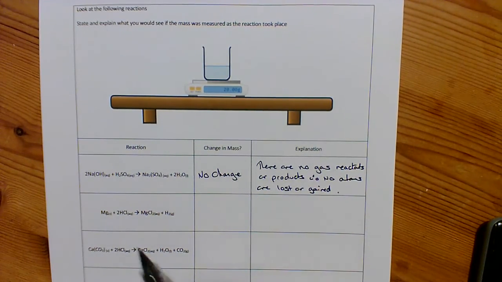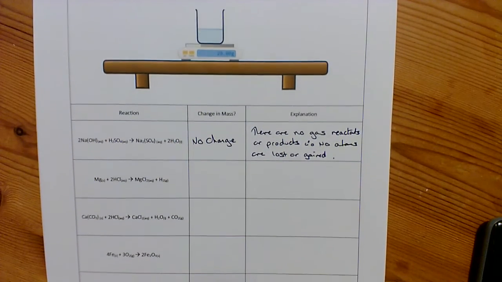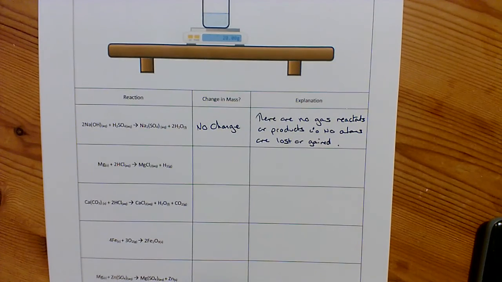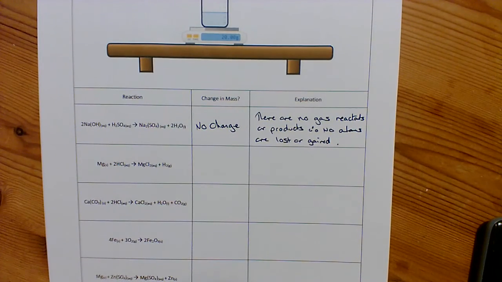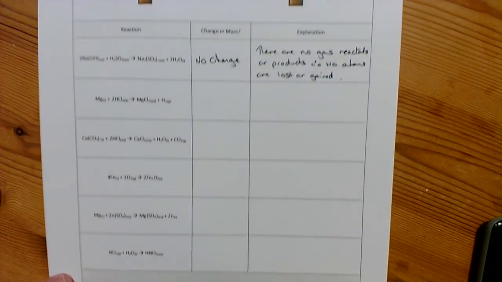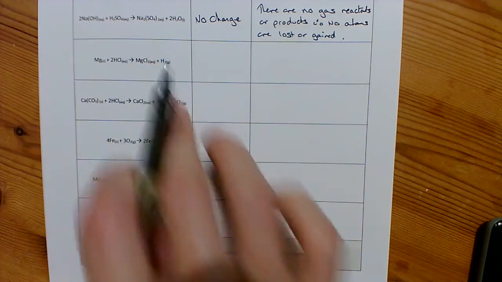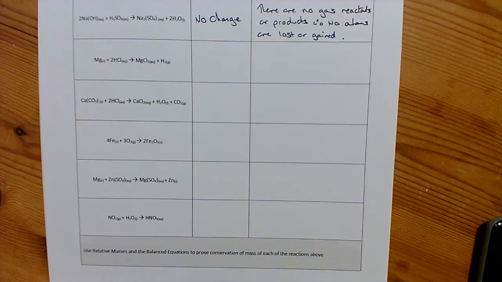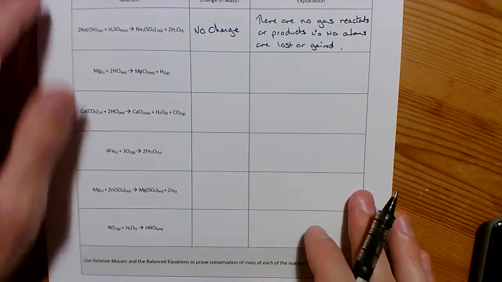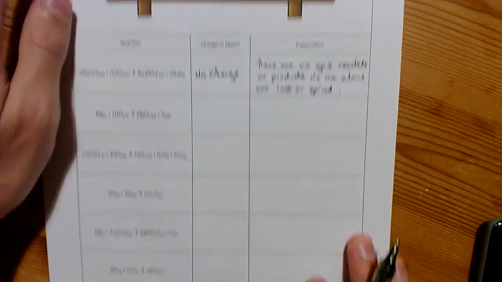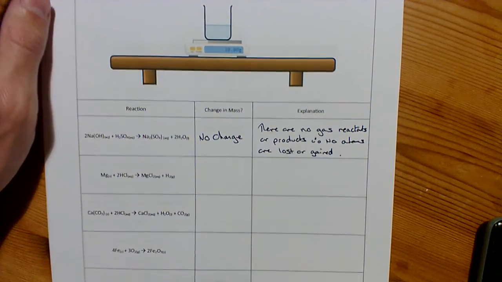So I just want you to go through each one of these and decide whether the measurable mass would increase, decrease, or stay the same, and write a quick explanation as to why. And then once you've done that, I want you to use the relative masses which you can obtain from the periodic table and the balanced equations which you have here to prove conservation of mass for each of the reactions. So I'll do the first one again.